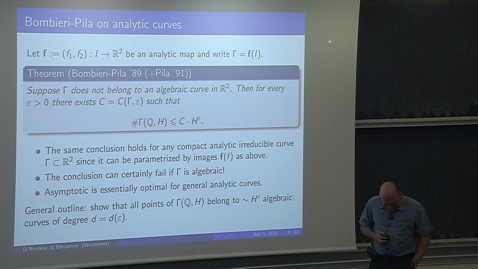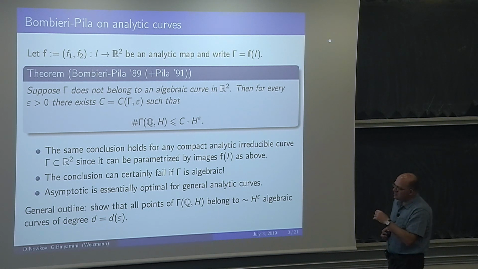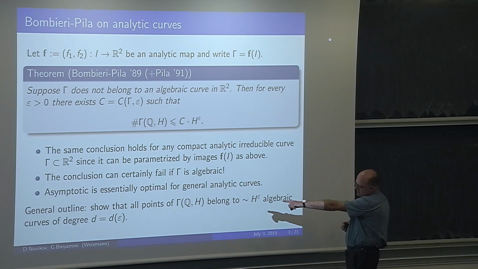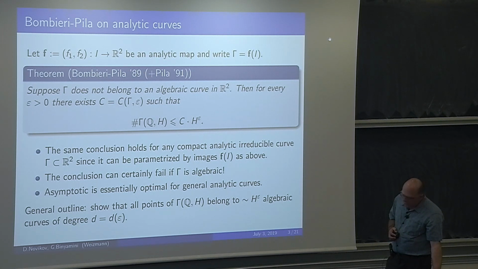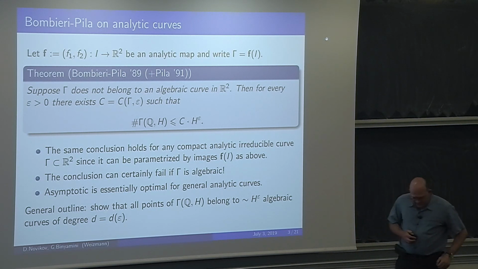Now, what I intend to do is give the idea of the proof, which is really a kind of first-year calculus proof. The general ideology is the following. We show that all points on this curve of height H belong to about H to the epsilon algebraic curves of fixed degree d. And this is the main point in the proof.